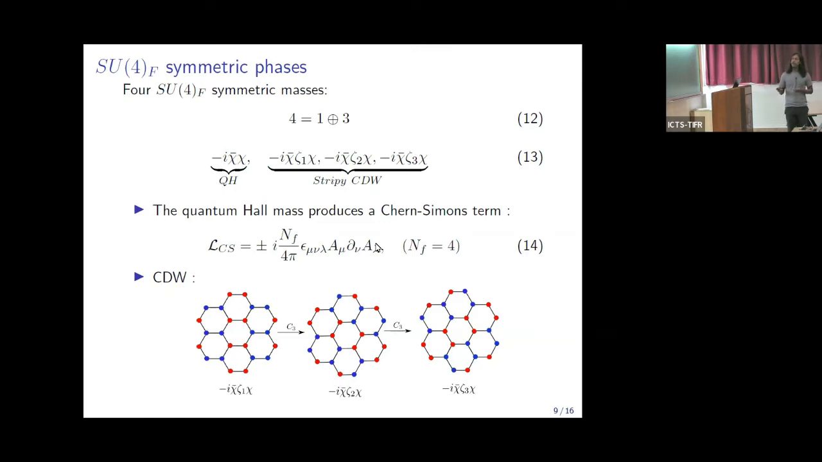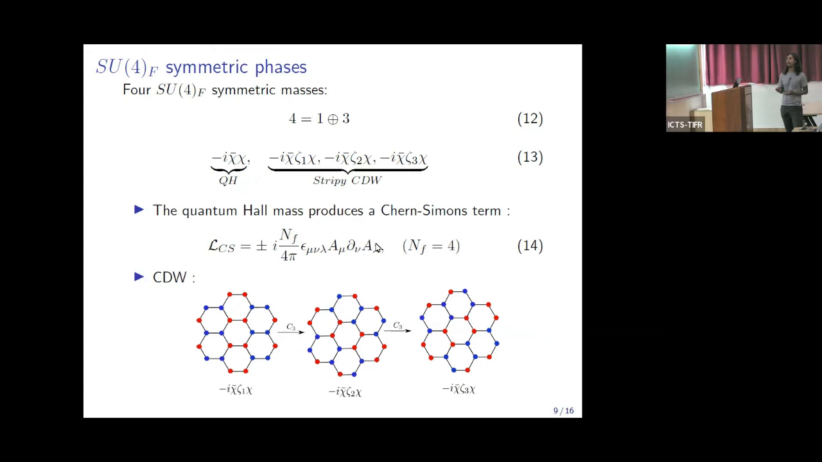If you couple it to a U1 gauge field, like the electromagnetic gauge field, and integrate out the fermions, you get a Chern-Simons term in your action. So it really tells you that if you have an edge, there will be an edge mode. So this is really a quantum Hall mass. And this N_F equals 4 here tells you that there are 4 copies of your flavor, so the coefficient is 4 times the quantum of conductivity.